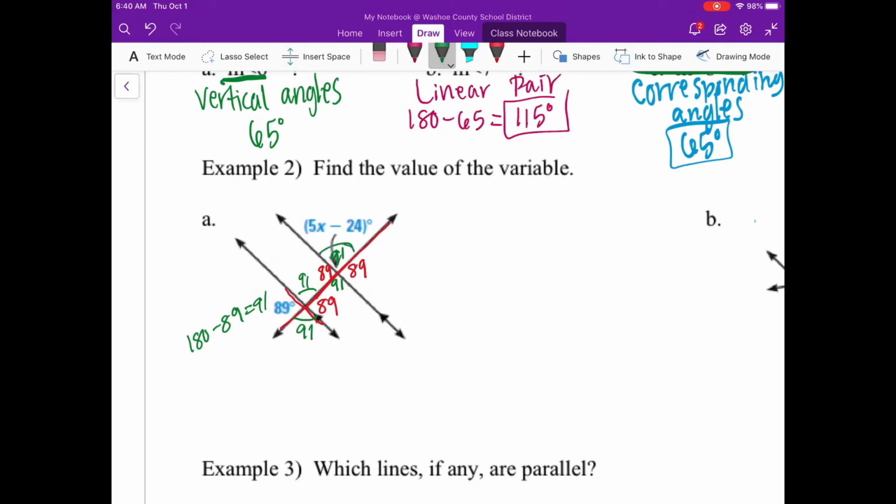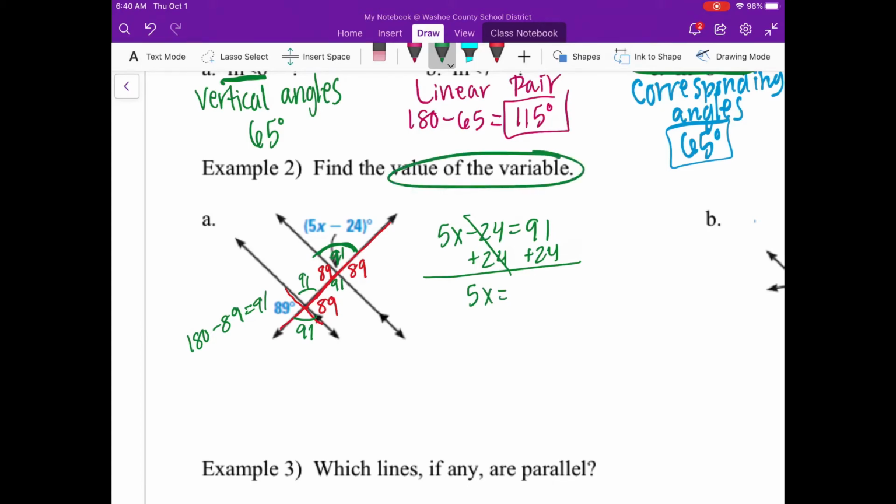So now, because this is only labeling this angle, and I know by vertical angles and alternate interior and all of that, I can set up 5x minus 24 equal to 91. So I'm going to add 24 to both sides. I'm trying to solve for x here because it's asking me to find the value of the variable. And so we are just going to add 24, divide by 5, and I get x equals 23. And that is my answer.